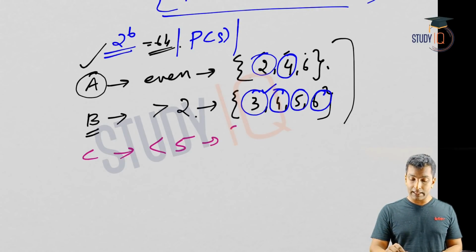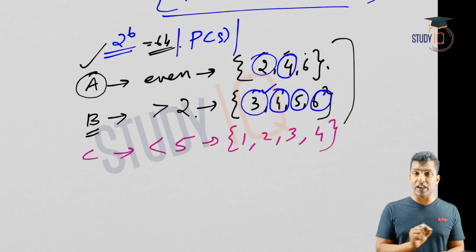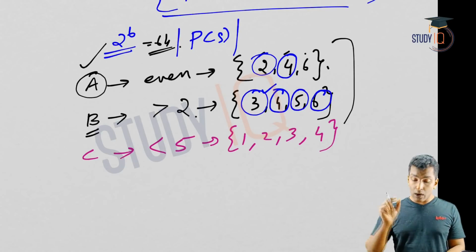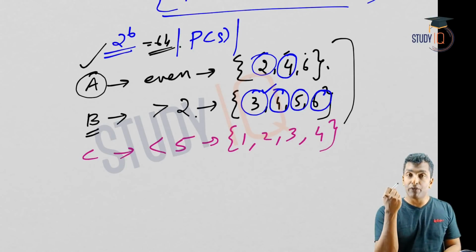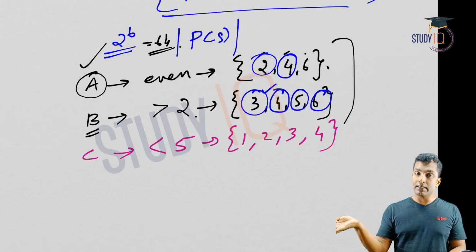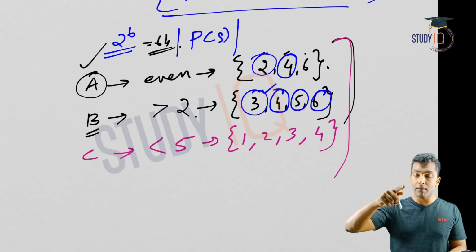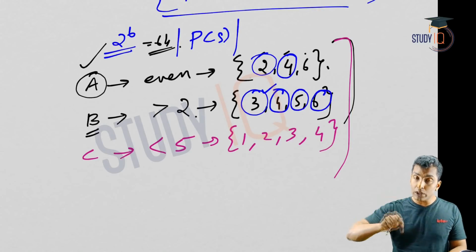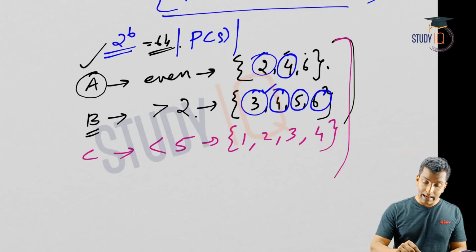So what are the possibilities? 1, 2, 3, 4. Event C is defined like this: getting an outcome which is less than 5. So the favorable outcomes are 1, 2, 3, 4, right? The elementary events favorable to C are 1, 2, 3, 4. If 1 is the outcome, combining all three, I'll say event C occurred but not A and B. If 2 is the outcome, you can see 2 is an elementary event which is there in A and C.